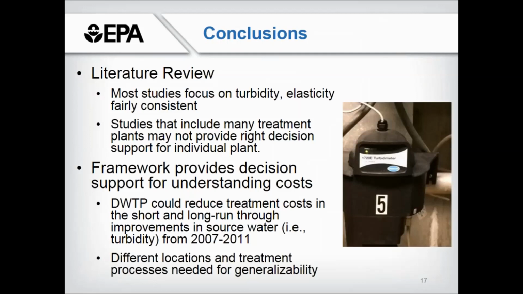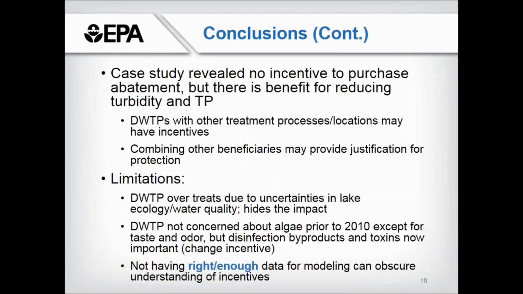So, in summary, based on what James found in the literature review, most studies do focus on turbidity as the important variable for treatment costs. Our framework provides decision support for understanding incentives, but we would like to test it with different drinking water treatment plants and processes. This will help make sure the framework is generalizable, so we're looking for a variety of treatment plants to study. Our case study revealed no incentive to reduce total phosphorus from entering the source water from 2007 to 2011. Other drinking water treatment plants that face different water quality problems or have different processes may have incentives, so we would like to continue testing this approach.